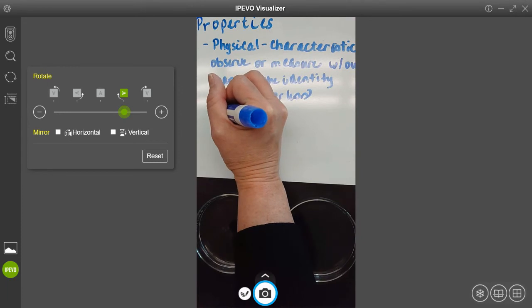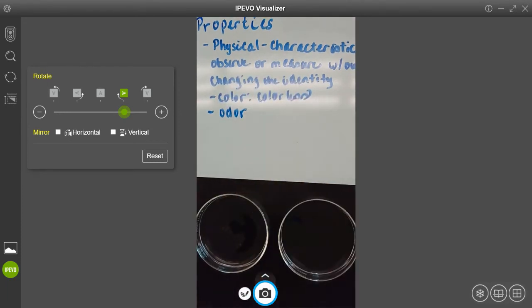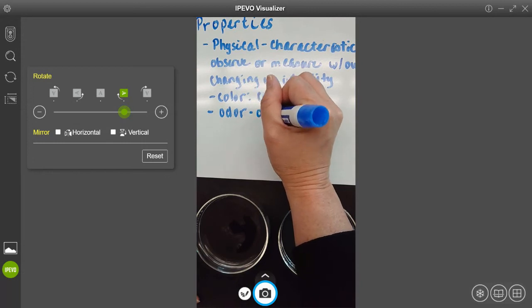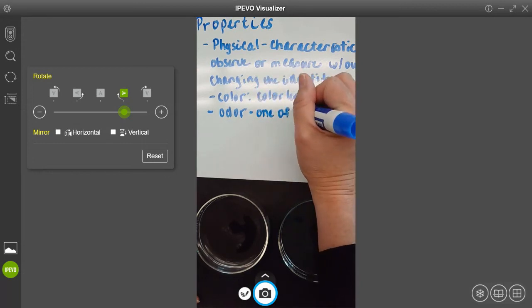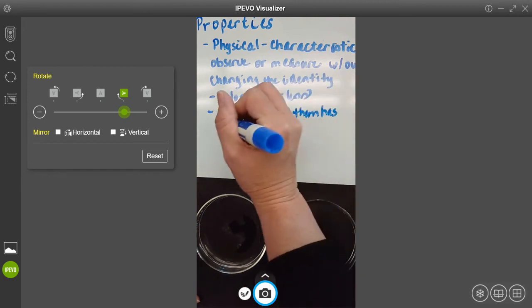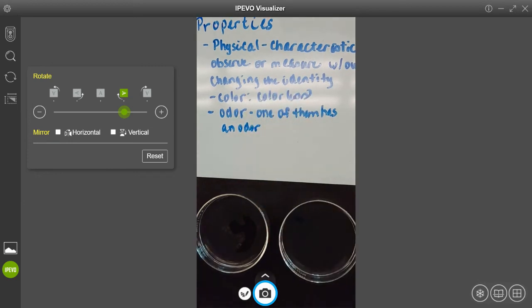One that I think was mentioned when we talked about qualitative data on Friday is odor. And so we could waft them, and by doing so, we can tell that one of them has an odor. Now, if it would be something that we would recognize, then of course we would want to describe it in detail. Right?